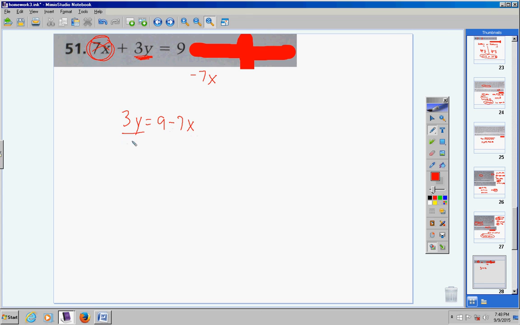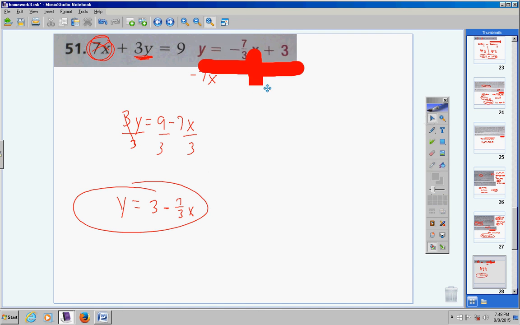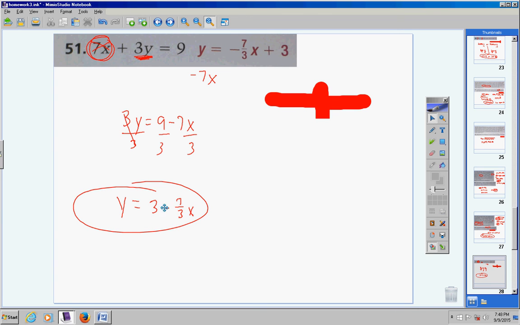Now divide each term by 3. Like this. These 3's cancel. Y equals positive 9 over positive 3 is a positive 3. A negative 7 over a positive 3 is a negative 7/3 x. Or if you want to put the x up top and call it 7x over 3, that's fine also. Okay, I would accept either one of those two answers. And there's the answer. They put their negative 7/3 x first and their positive 3 second. I would accept either answer.